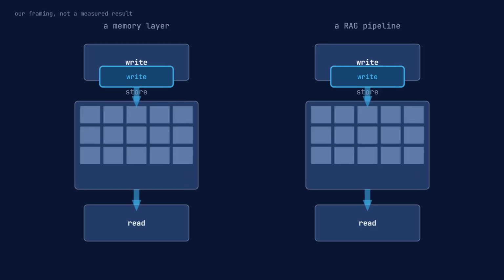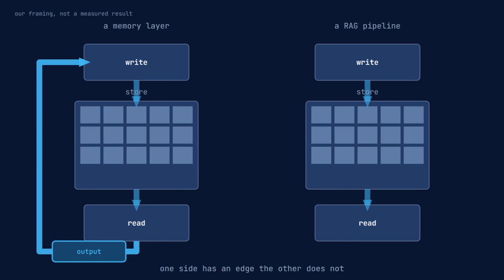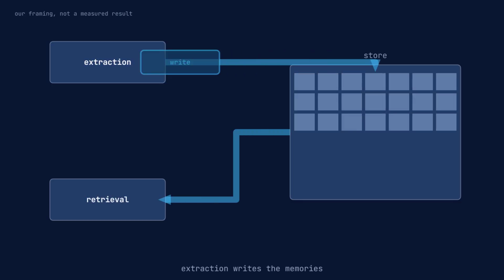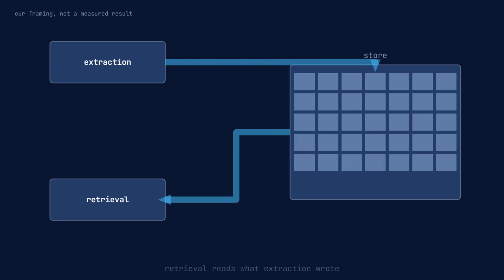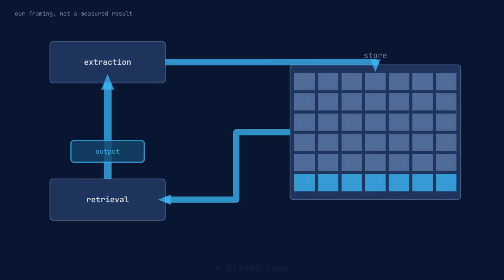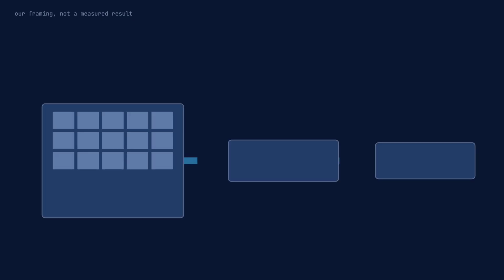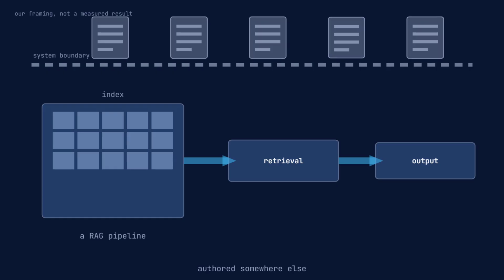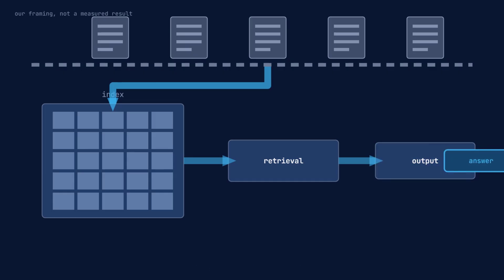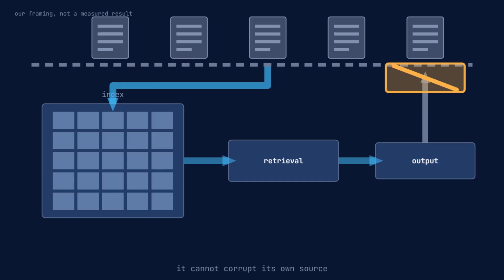There is one asymmetry that survives all of this, and everything after this point is a consequence of it. A memory layer retrieves from a corpus it wrote itself. Extraction writes the memories, retrieval reads what extraction wrote, and the output feeds the next extraction. It is a closed loop. A RAG corpus is not in that loop. Your documents were authored somewhere else, and the system only reads them. It cannot corrupt its own source.